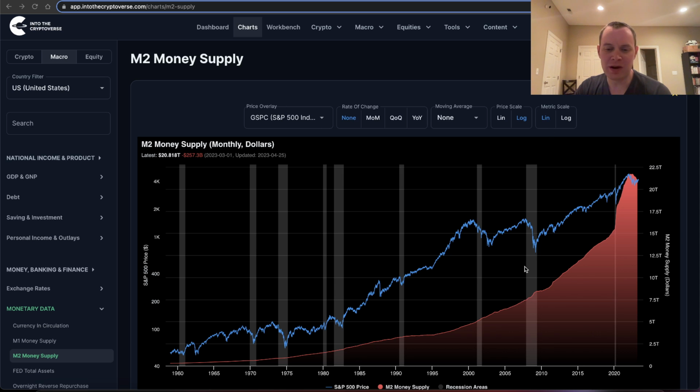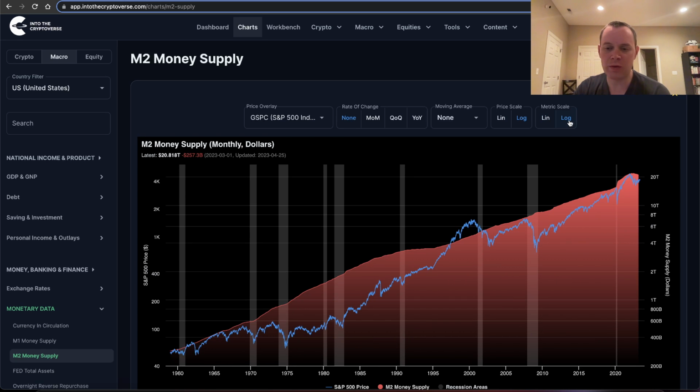Now, one of the things you may notice is this is on a linear scale, at least the metric here that we're looking at, the M2 money supply, and of course it has been increasing fairly quickly over the last couple of decades. However, if you were to switch this to a logarithmic scale, you can see that the money supply has been following a fairly well-defined and very predictable trend for quite some time. However, there was a deviation from this trend back in March of 2020, and recently you can see we've actually rolled over and the money supply is starting to go back down again.